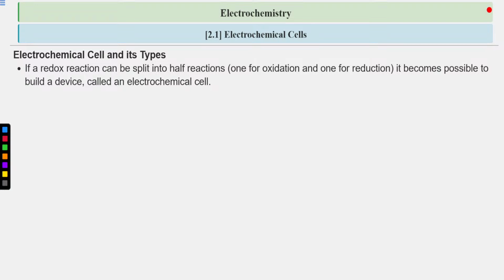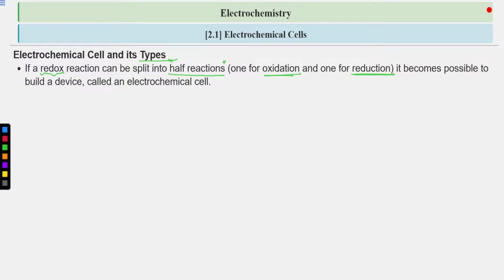Now let's talk about the electrochemical cell and its types. A redox reaction can be split into half reactions, one for oxidation and one for reduction. We just saw an example of a redox reaction, and you can split it into two half reactions. There is a specific reason why we call them half reactions: only one process is carried out in each reaction, either oxidation or reduction. One for oxidation and one for reduction.